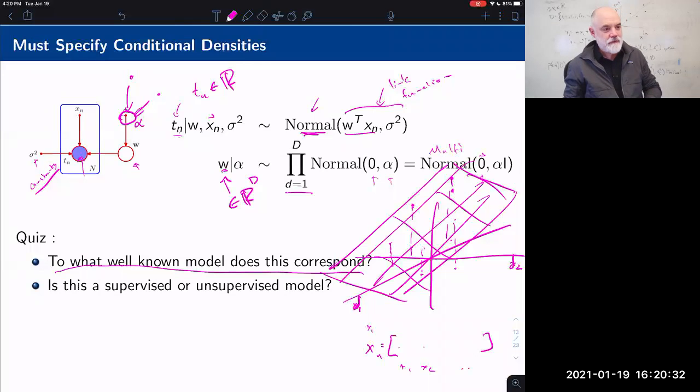Is this a supervised or unsupervised model? Okay, 1 vote for unsupervised, 1 vote for supervised. Supervised.